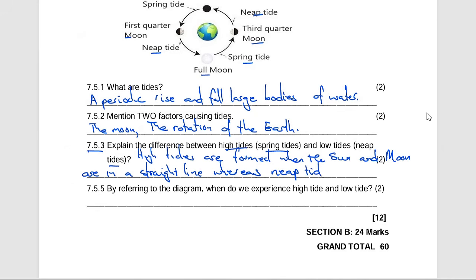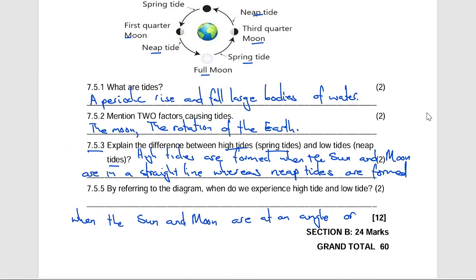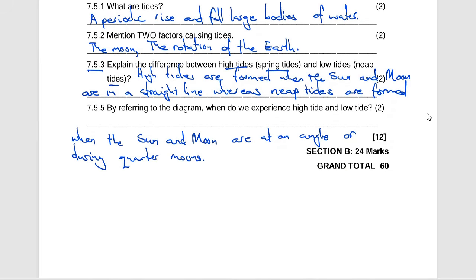nip tides or low tides are formed when the sun and the moon are at an angle, or during quarter moons. Like that.